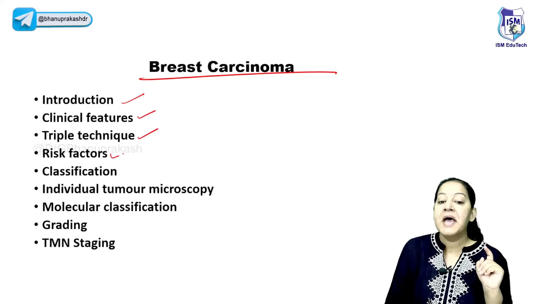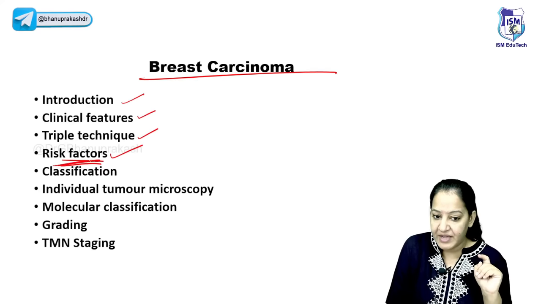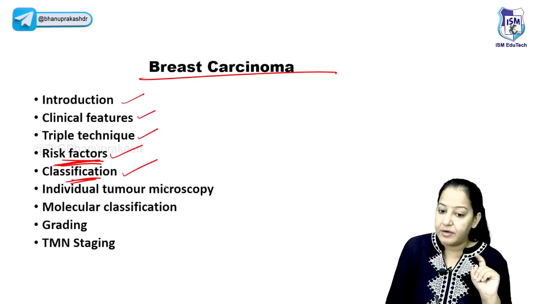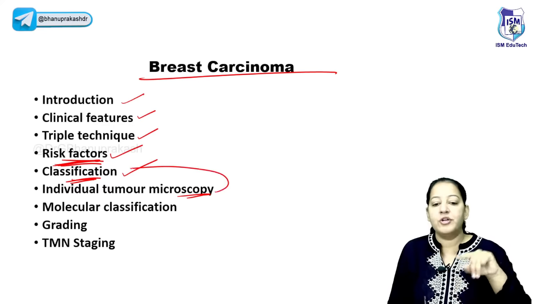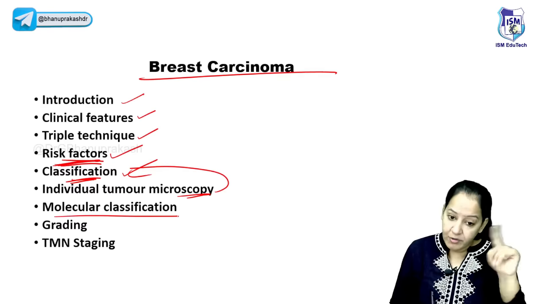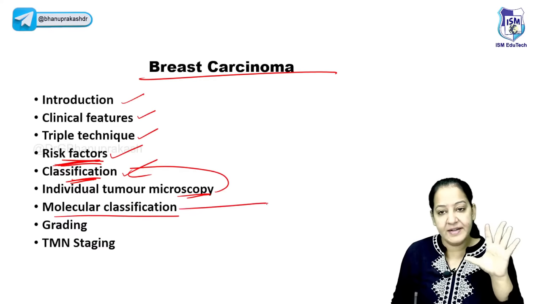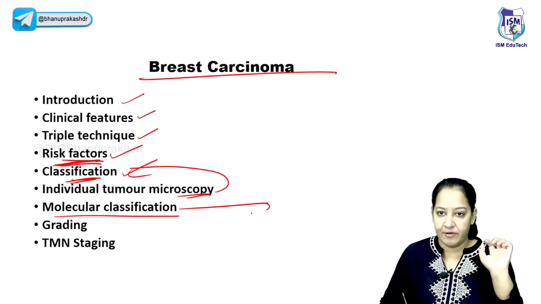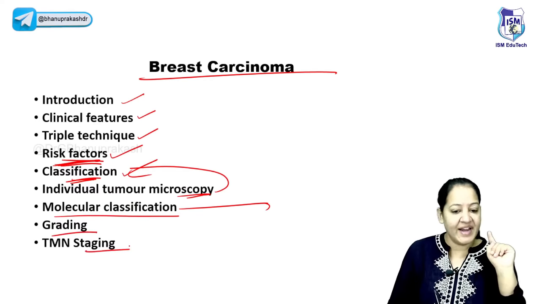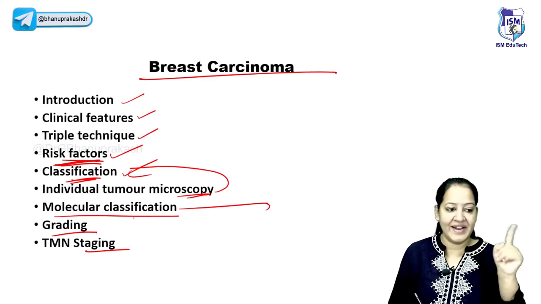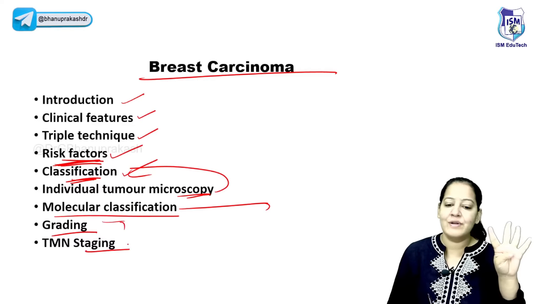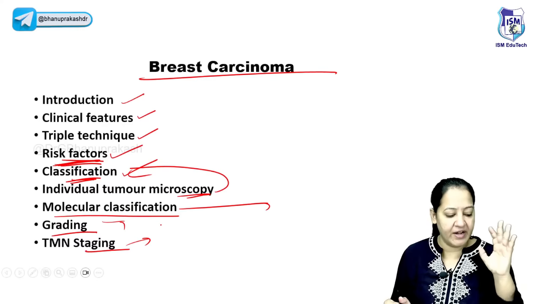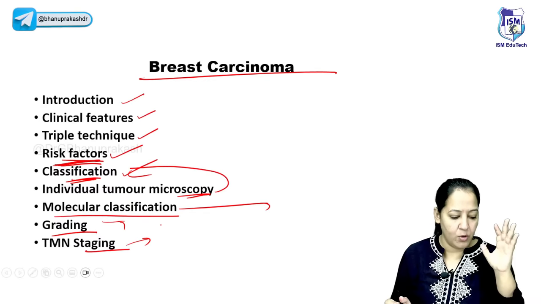technique to diagnosis, the risk factors, ultra important. That is known as the etiology of the tumor. Its classification, ultra important. The microscopy of all the important tumors in the classification. The molecular classification, that is a recent classification we use. And there are many questions, believe me, from molecular classification. And after that, the grading and the staging. There is a difference between grading and staging. Grades are always 4, stages are also 4. But there is a difference between them. So we will be covering all one by one.